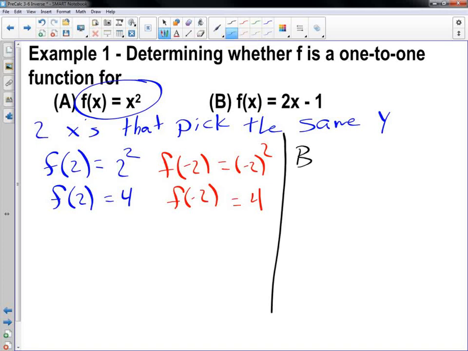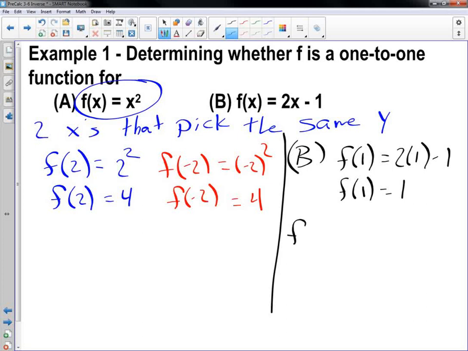Okay, I'll put B over here. Is there any way that we can come up with two x's that come up with the same y on this one? What do you guys think? If you think there is one, it is. So 1? So okay, f of 1 is 2 times 1 minus 1, which is 2 minus 1, which is 1, right? Okay, so what's my second x value, which is going to still give me 1 as an output? Negative 1. Okay, so let's try that.